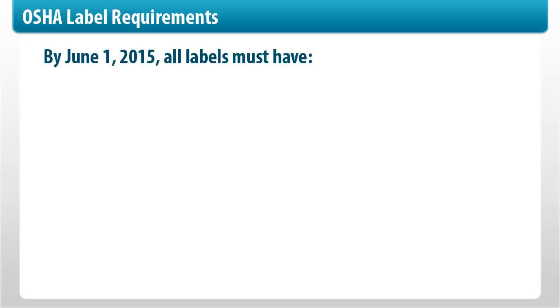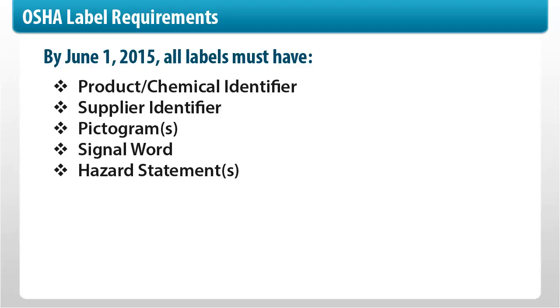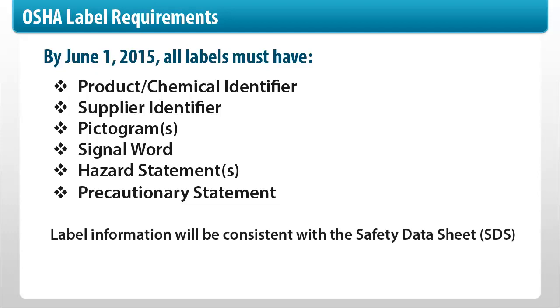Prior to the adoption of GHS, OSHA did not have any specifications for container labeling. As of June 1, 2015, all labels will be required to have the following elements: a product or chemical identifier, a supplier identifier, one or more pictograms, a signal word, hazard statements, and a precautionary statement. It is important to note that the information conveyed on a label will be consistent with the information contained on the SDS, or Safety Data Sheet. For example, the precautionary statement would be the same on the label and the SDS.